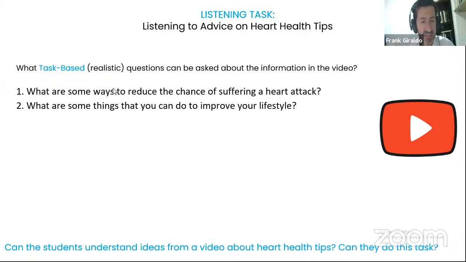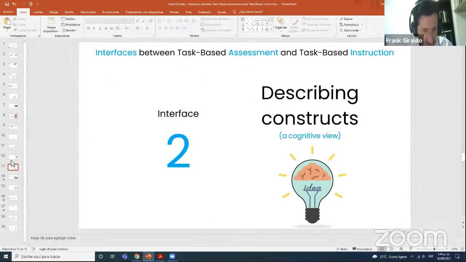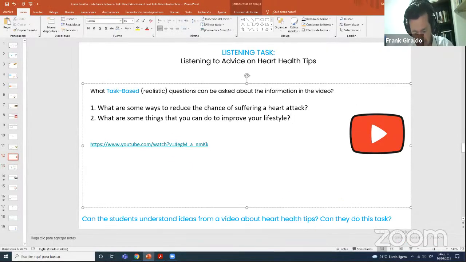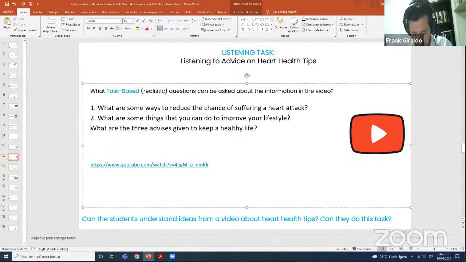What are the 3 advices given to keep a healthy lifestyle? Okay, so that's another example. I'll actually put it here. So we reached the magic number 3. I'll include it here. What are the 3? Okay, so 3 pieces of advice given to keep a healthy lifestyle or a healthy life. So that's it.